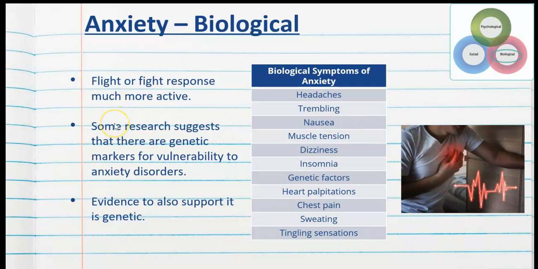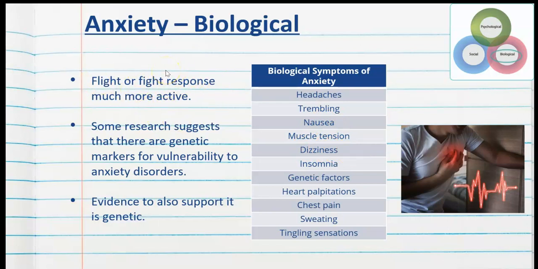There is also some research to suggest that there are genetic markers for vulnerability to anxiety disorders, so there is evidence to support that it is genetic, so it's more likely to be passed down through families. So some biological symptoms of anxiety include headaches or migraines, trembling or shaking because of the adrenaline that's released because of the flight or fight response, intense nausea, and constipation and diarrhea are also quite common, muscle tension, dizziness and lightheadedness. That makes sense because of the flight or fight response.